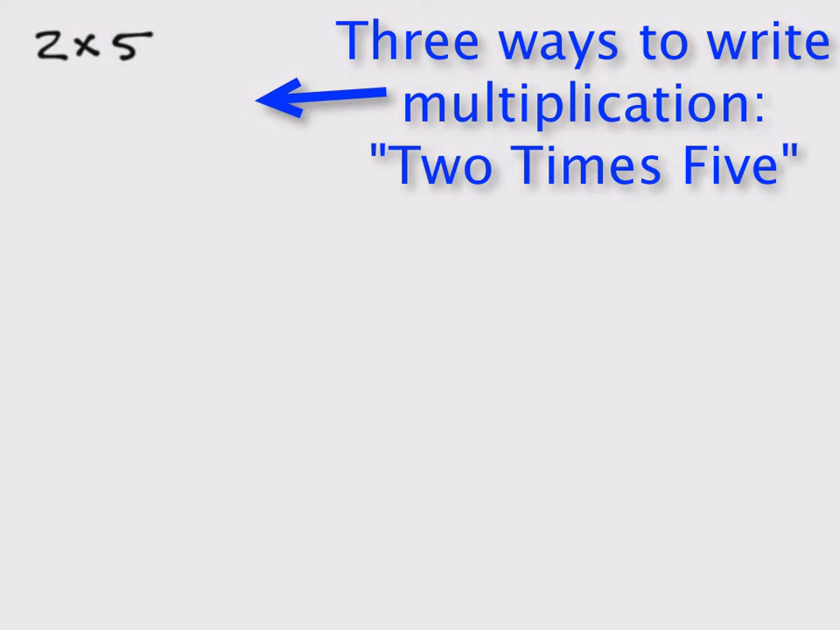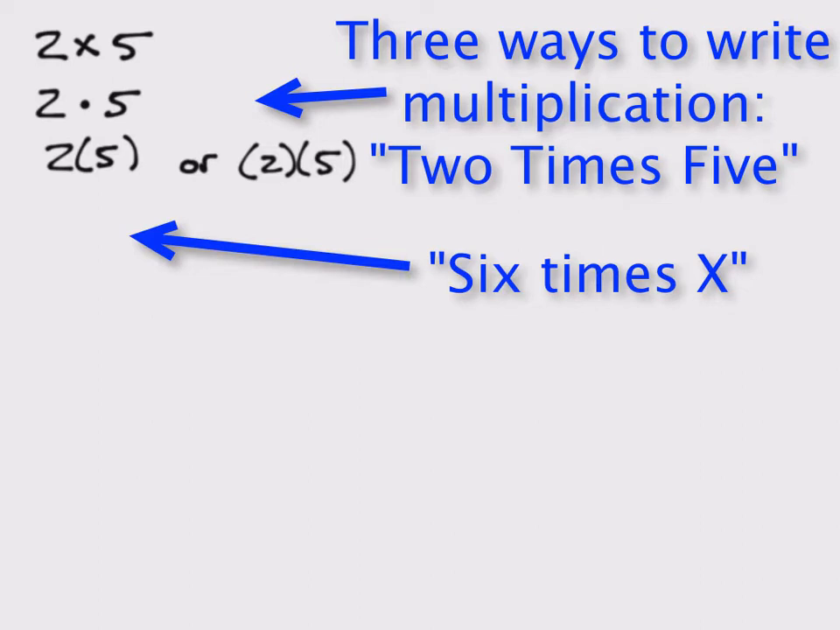Some other ways we can write it. We could also write 2 and then a small dot and then 5, and that also means 2 times 5. And a third way is we could write a 2 and then a 5 in parentheses right afterwards. You could even put them both in parentheses if you want to. To be quite frank, this is probably the way that we're going to write multiplication more often than not. Now note, if we were multiplying a number by a variable, for example 6 times x, we don't even have to write any symbol. We could just write a 6 and then an x, and that implies that we're multiplying 6 by the variable x.